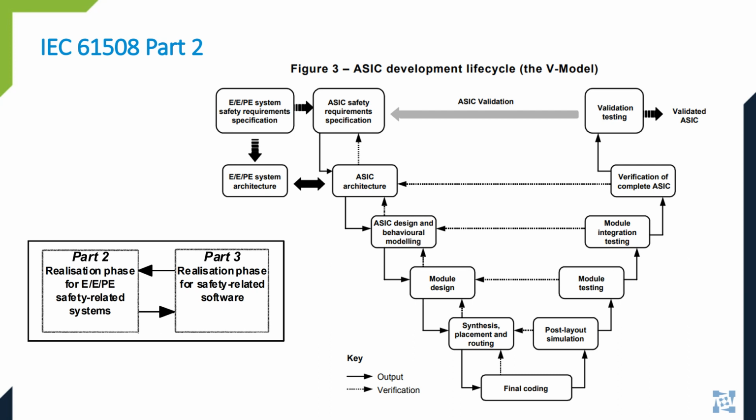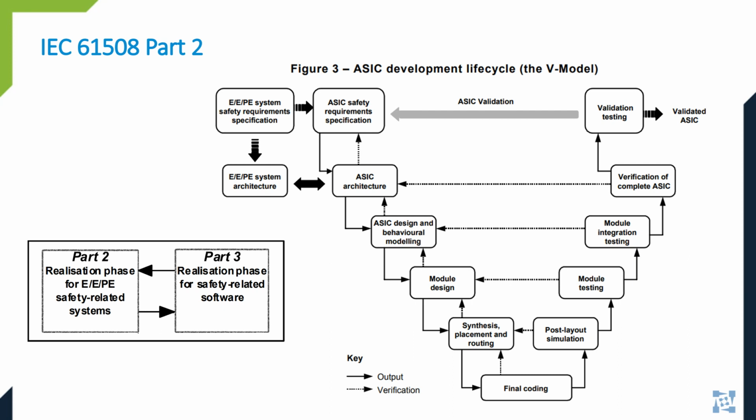Now, this is the realization phase decomposed into the very well-known V model. This is the ASIC development lifecycle. You can clearly see from the top left, starting with requirements, which feed the architecture design, then the behavioral modeling, then design, then synthesis, and then coding of the ASIC. And on the top right, the right-hand side, you have the verification and validation phases. Again, Part 2 focuses on hardware.